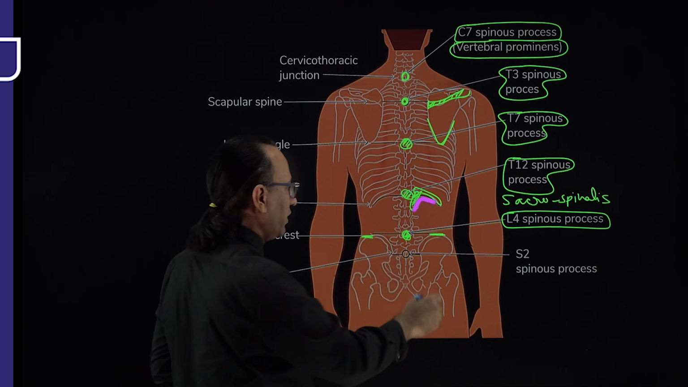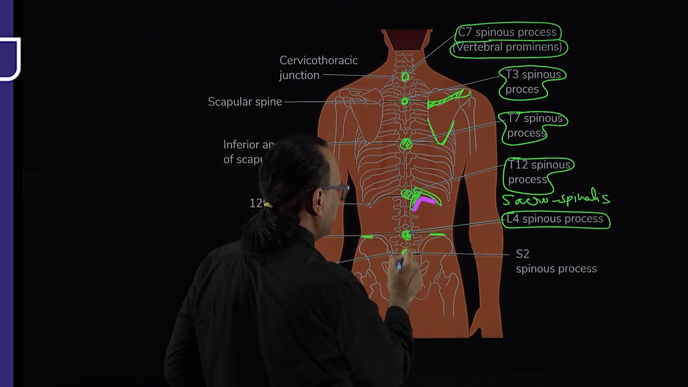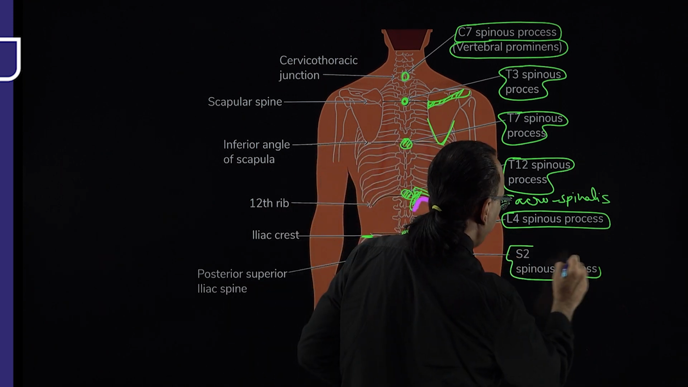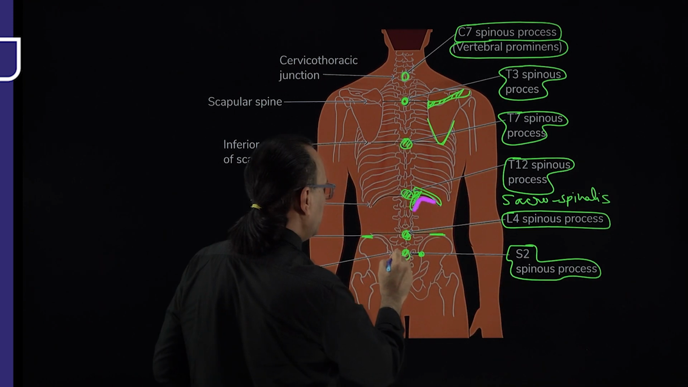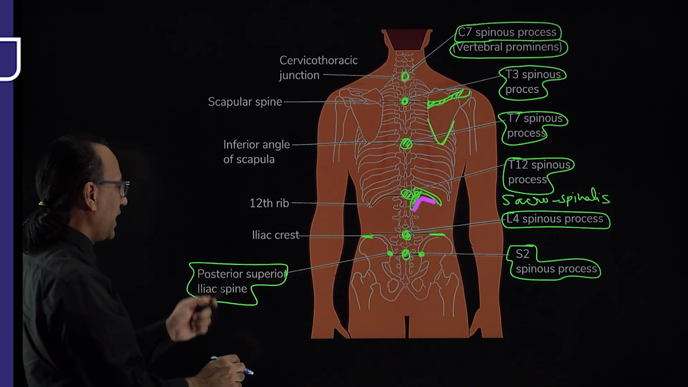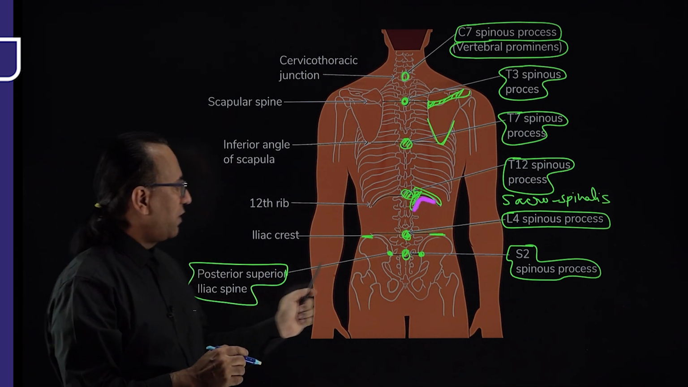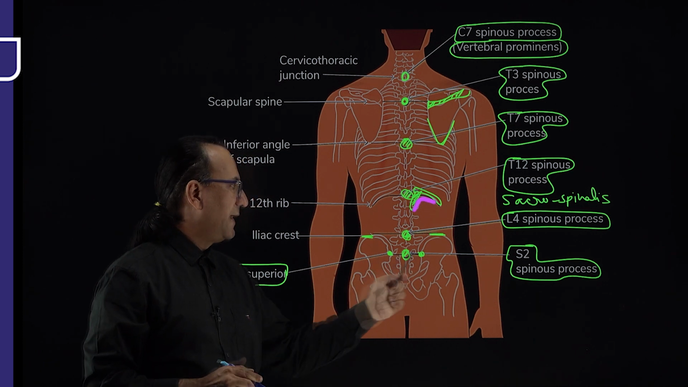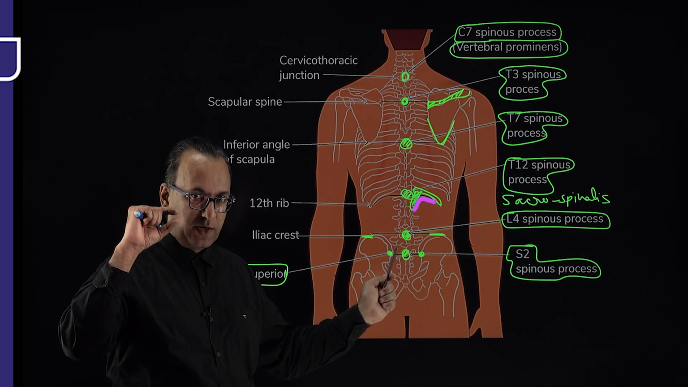And then we have the S2 vertebra, the spinous process of the S2 vertebra. That is where we have the posterior superior iliac spine on the hip bone. So when you connect the two posterior superior iliac spines on the hip bone, that will be a line at the level of the S2 vertebra spinous process.